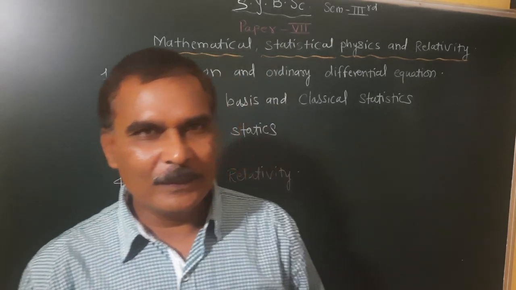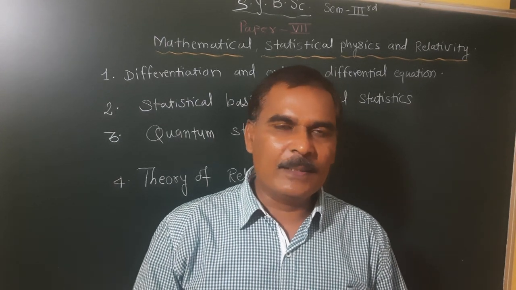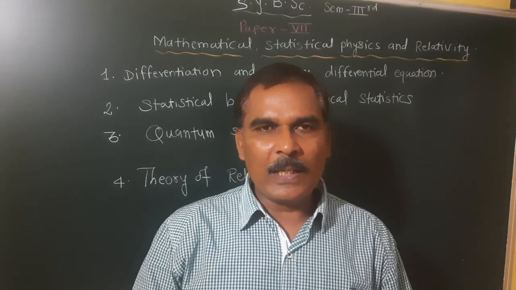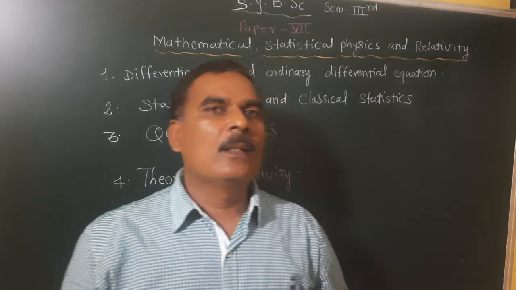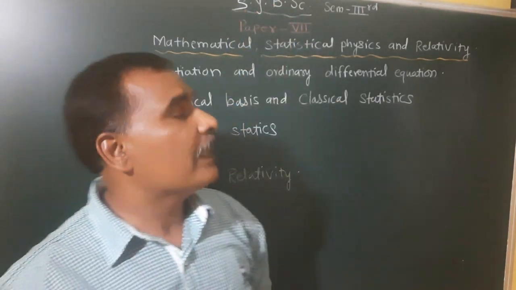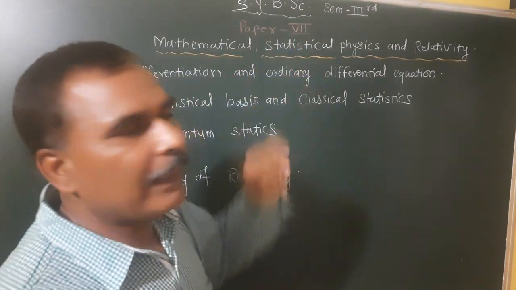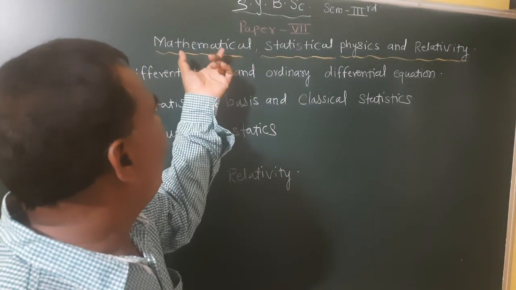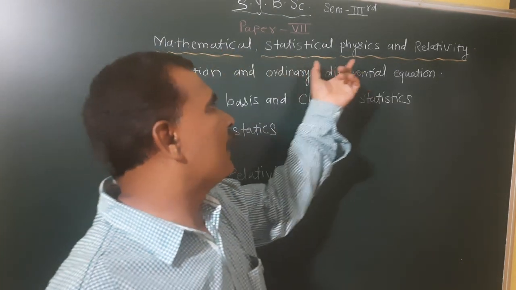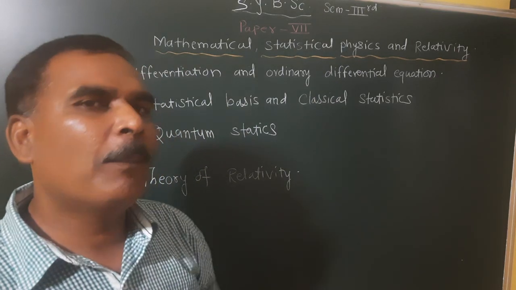Good morning, all of you, and welcome to second year B.Sc. Physics. Today, we are going to introduce the syllabus of second year B.Sc. third semester, paper number 7, that is Mathematical, Statistical Physics, and Relativity. This is the name of the paper.